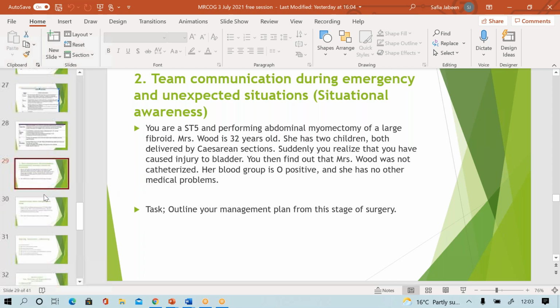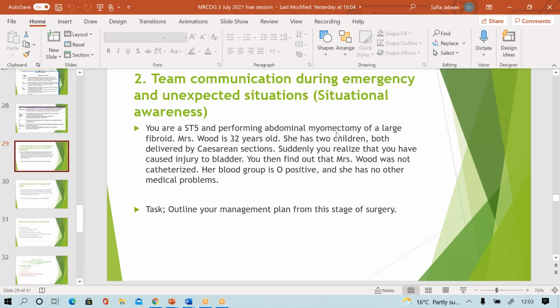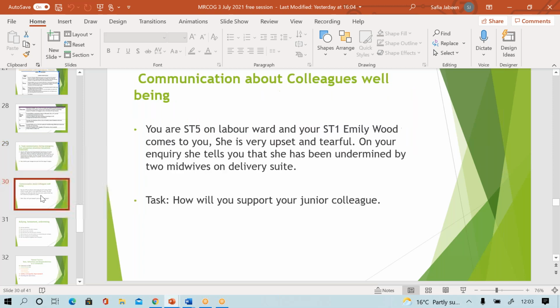So this is how that comes in. And you can see how important it is. So almost all the marks basically are on your non-surgical skills. They are on your situational awareness skills. They are on your human factor skills. Okay, so you need to judge what they are wanting.